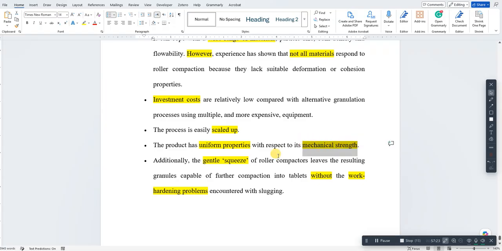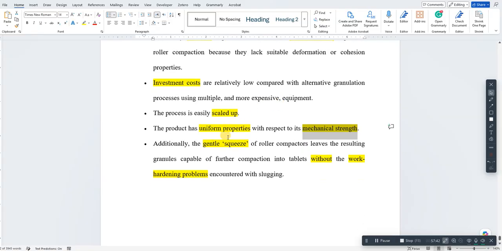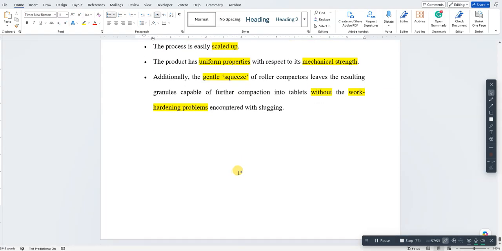They have similar mechanical strength. If you compare it to slugging, I told you some of the slugs will be very hard, some of them will not be very hard. The reason is the bad flow of the formulation before we make slugging. Because of the gentle squeeze of the powder formulation, the work hardening problem that happens with slugging is avoided. By that, we complete this topic, and inshallah we'll see you in the next one.